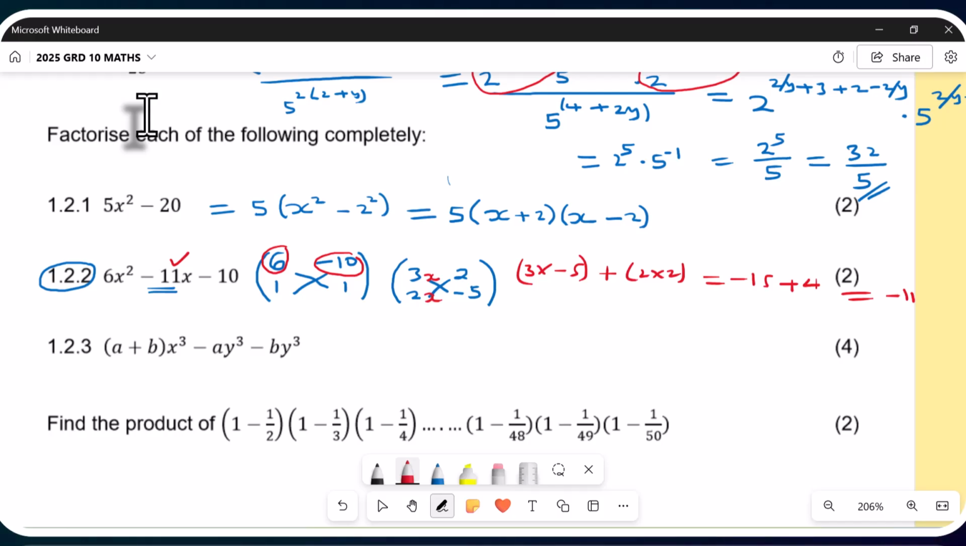But crossing is okay. You just say 3 times negative 5, then you get negative 15. Then times 2, then you get... Then when you add and get the middle term, that is all you're looking for.